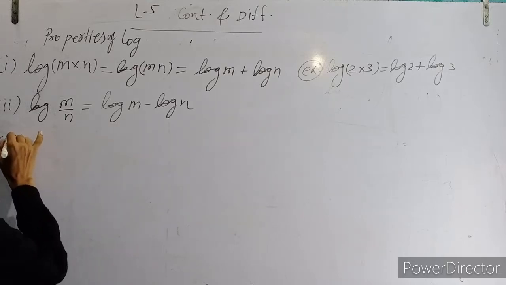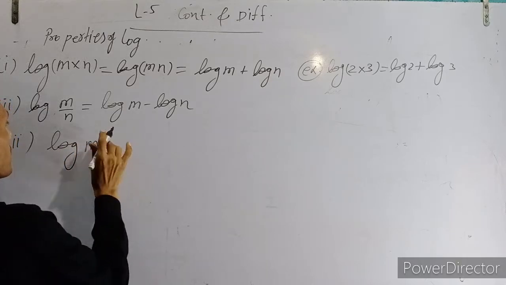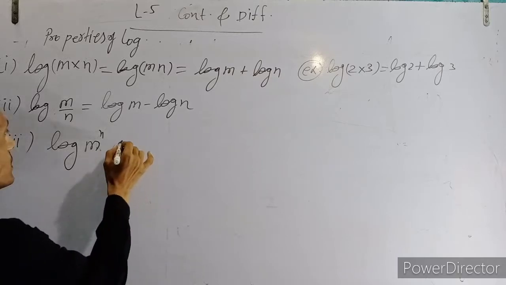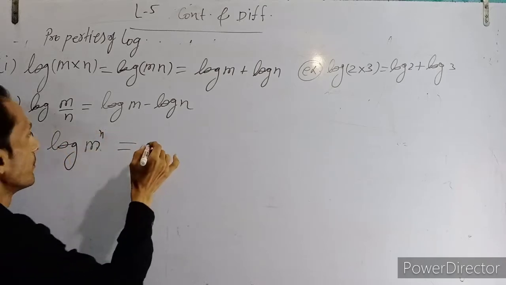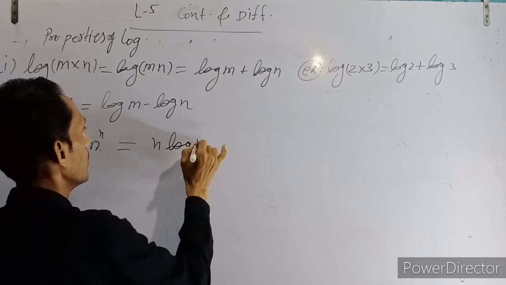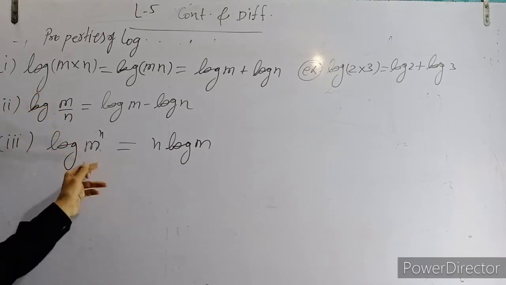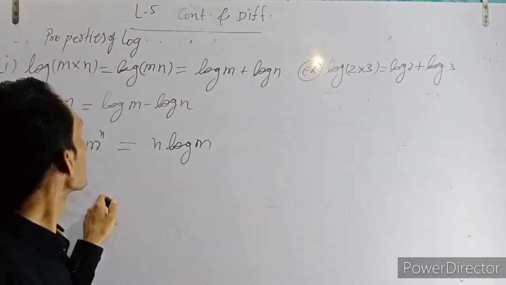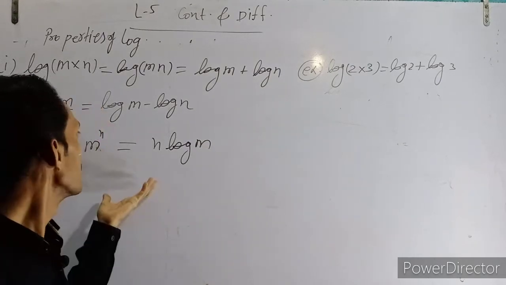Come to the third property of log, log m raised to the power n, the exponential form of log. The power will come in front, n log m. These are all about multiply, divide and the exponential form. We have to use only these three parts of log. These are what you studied in the previous class also, I have just revised them shortly.